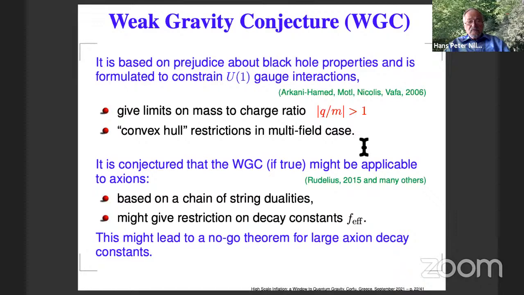Now, if the weak gravity conjecture is true, it might actually be applicable to axions. Using some chain of string dualities, you can in some way have the same situation applied to the axions, where the axion decay constant appears prominently, and where 1 over m F effective should not be too large. So in principle, if you take this conjecture, you might actually say that this aligned inflation is impossible.